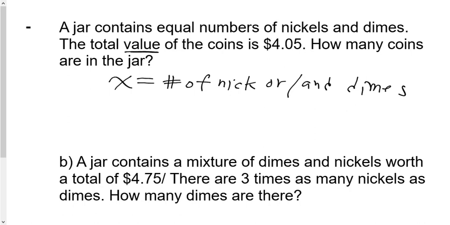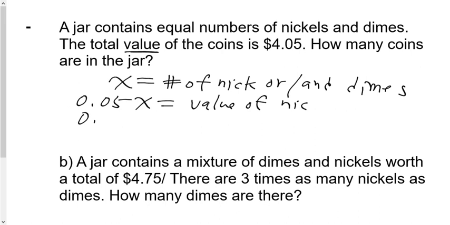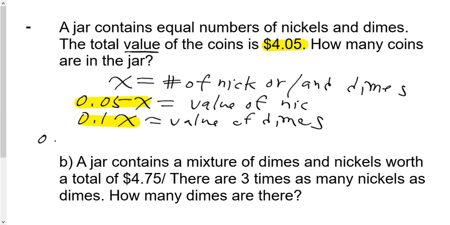So if we modify that variable to be values, we can say that this will equal the value of the nickels, and this, multiplying the number of dimes by 10 cents, will equal the value of the dimes. All right? So now we have the value of the nickels is that, the value of the dimes is that, and together these two expressions equal $4.05. So we're going to say all of the nickels plus all of the dimes will equal $4.05.